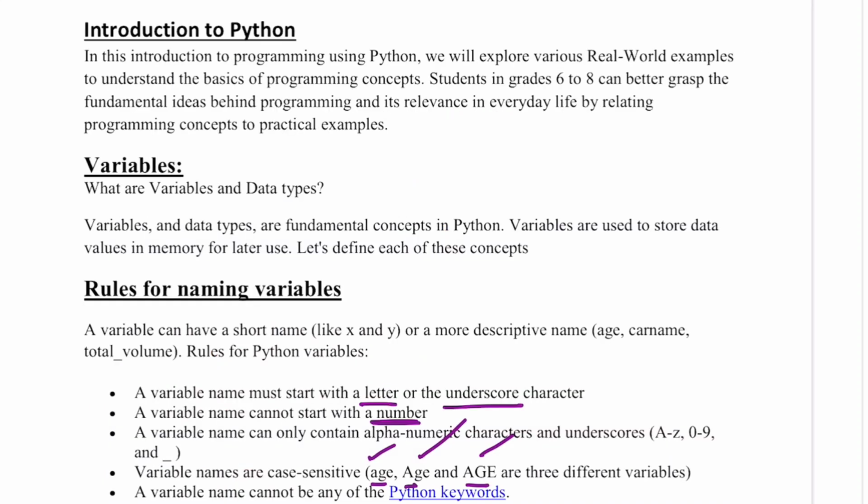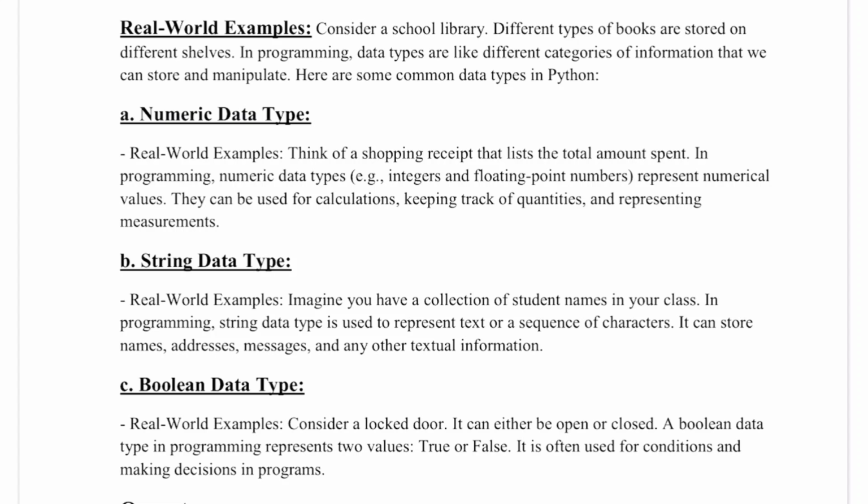Now we have data types. Now data type actually tells the computer what kind of data is stored. I have a lot of data, but I need to categorize it. I need to tell that this is a number, this is a string, this is a Boolean data type. Let's explore and you're going to know it.